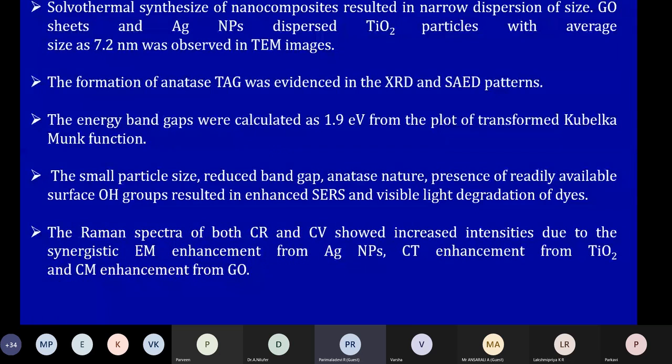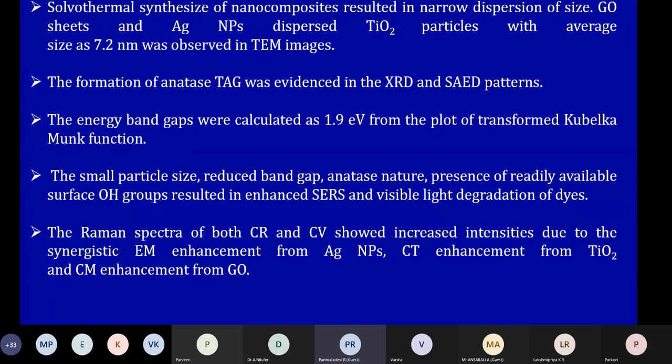So this is the summary of our work. That is, we synthesized graphene oxide, TiO2 and silver with the help of the solvothermal method, and we also found the crystalline size using TEM images. We also calculated the energy band gap, and due to the reduced particle size and reduced band gap, it can easily produce surface radicals so it can easily degrade the dye.